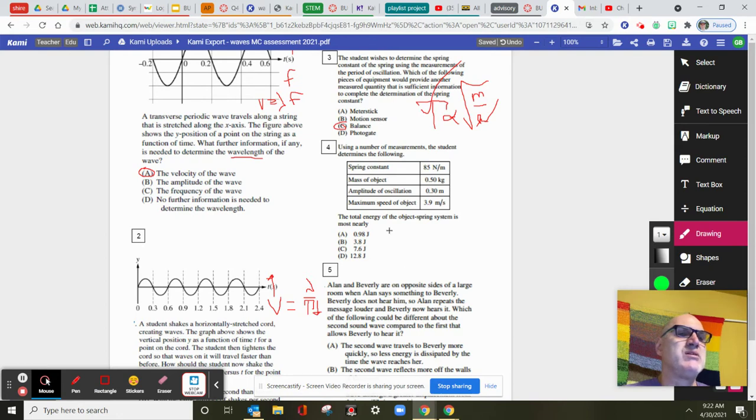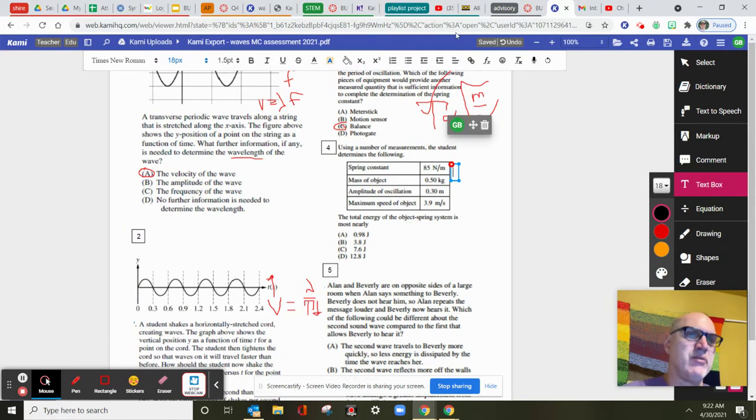Using a number of measurements, the student determines the following spring constant and mass of object. So basically the energy is oscillating back and forth between spring energy and kinetic energy. And let's switch over to text box. So the kinetic energy is equal to 1/2 times 0.5 times 3.9 squared.